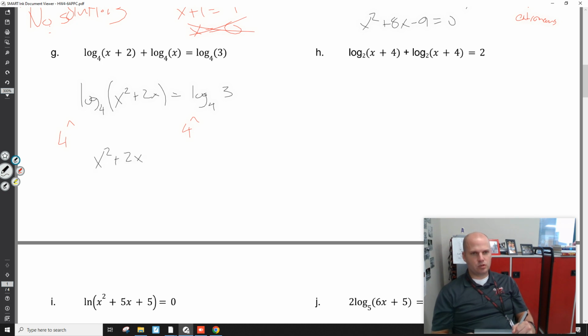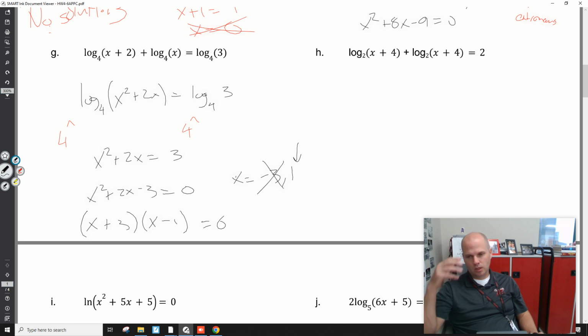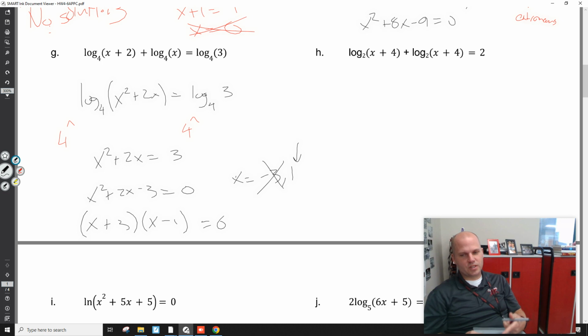We get x squared plus 2x equals 3. We get x squared plus 2x minus 3 equals 0. We have (x plus 3)(x minus 1). We get x equals -3, 1. I can't plug in -3. I can plug in 1. There's my solution. It won't always be 1. There are multiple ways to do this problem.